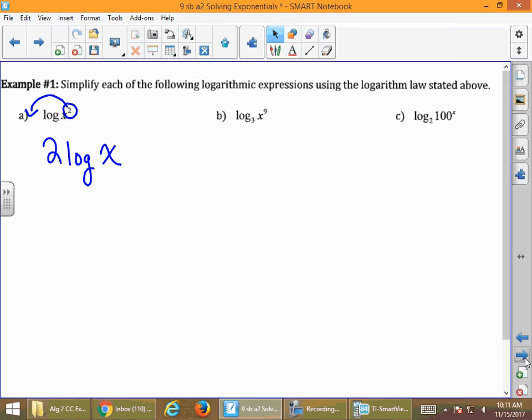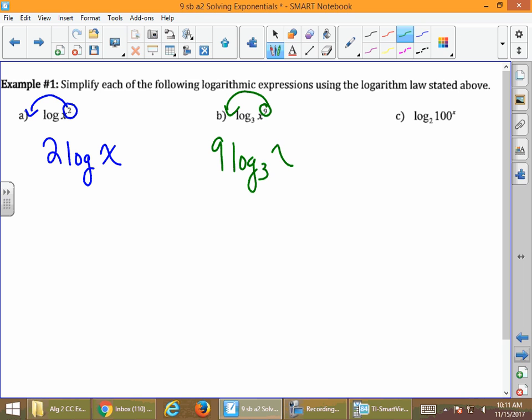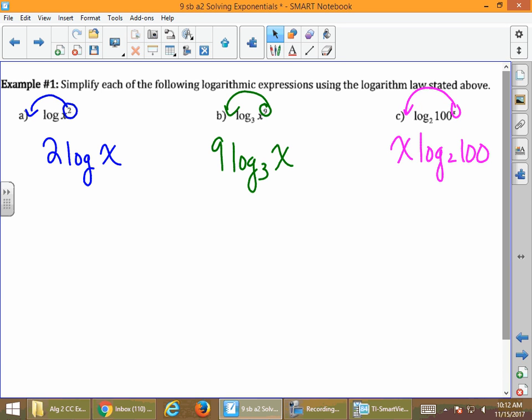Letter B. The power property says we take the exponent in this problem and we rewrite it as a coefficient on the logarithm. This becomes 9 log base 3 of x. And over here on part C, same thing. The exponent becomes the coefficient, and it becomes x log base 2 of 100. The exponent becomes the coefficient of the logarithm. And we're going to use that so much in the notes today that I really think that you'll be fine with this.